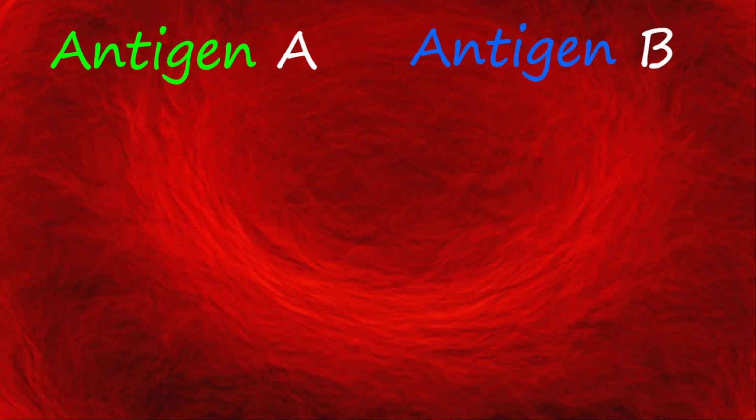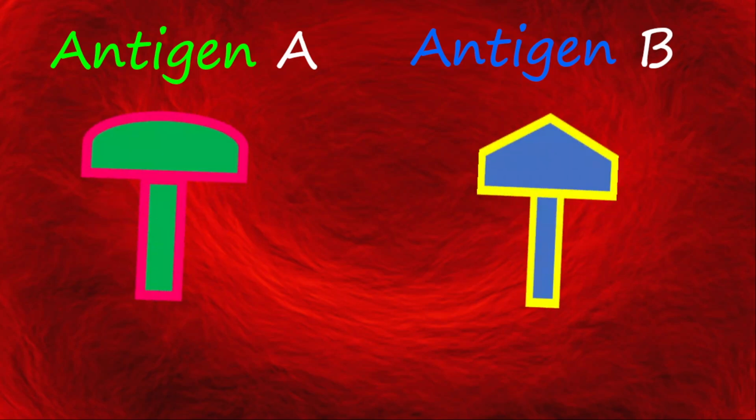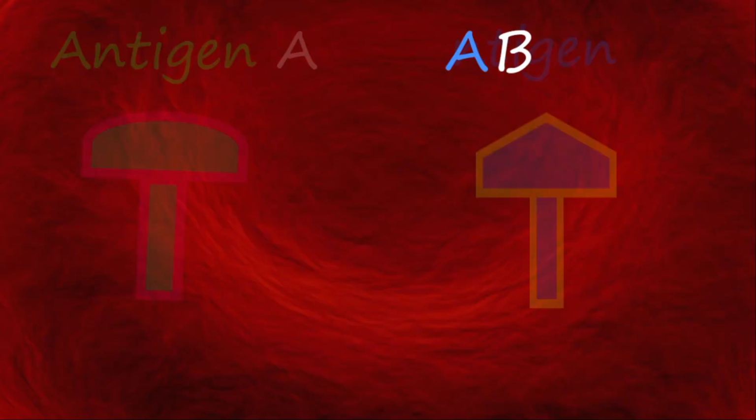Now an antigen is any substance that can trigger an immune response within the body. So in other words, it triggers the production of antibodies. And so today we're going to use different shapes to present the antigens just to make it easier to follow. And so let's go into blood group A.